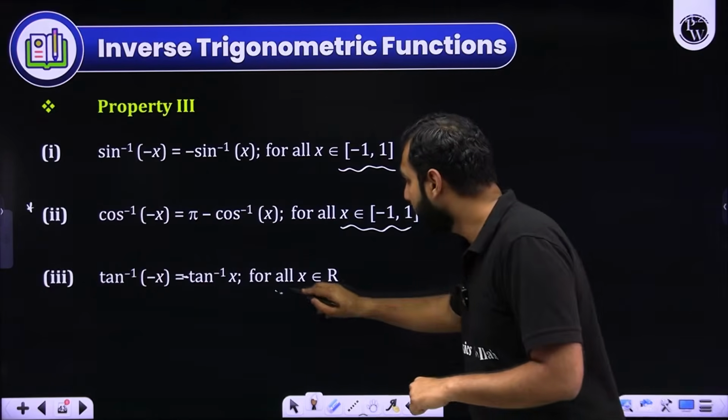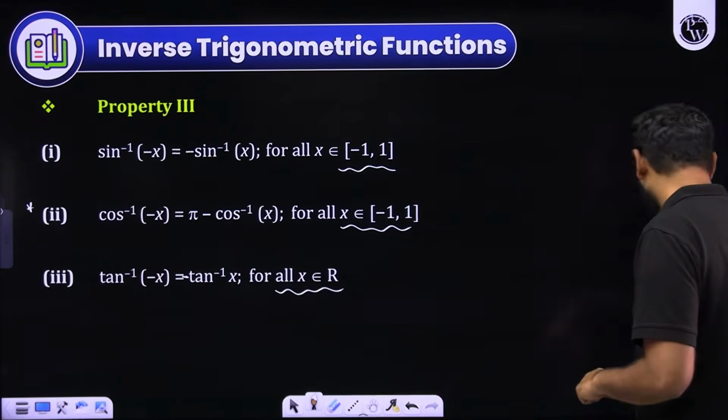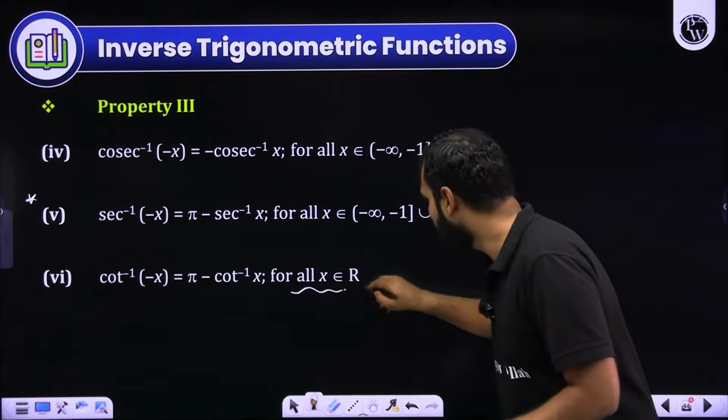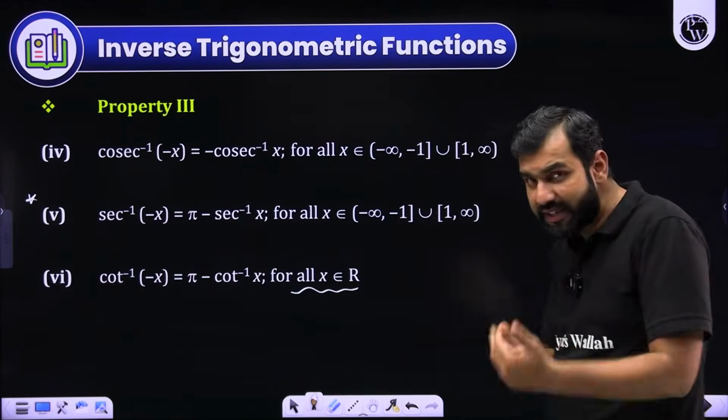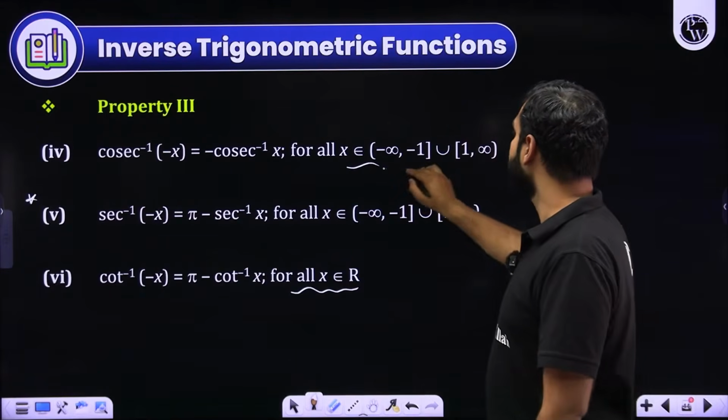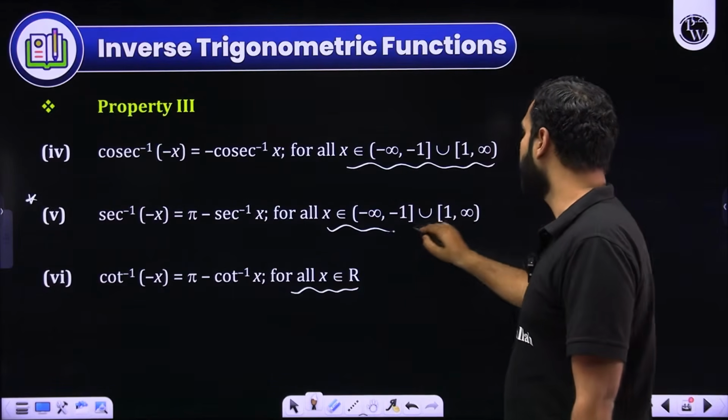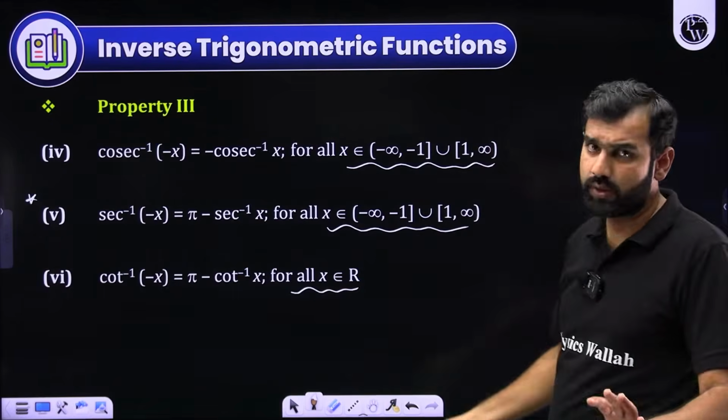For tan and cot, I hope you remember, we can say x can be any real number. And for sec and cosec, don't forget, we are constantly, time and again, repeating this part: mod x should be greater than or equal to 1, as you can see here. Did you get that part?